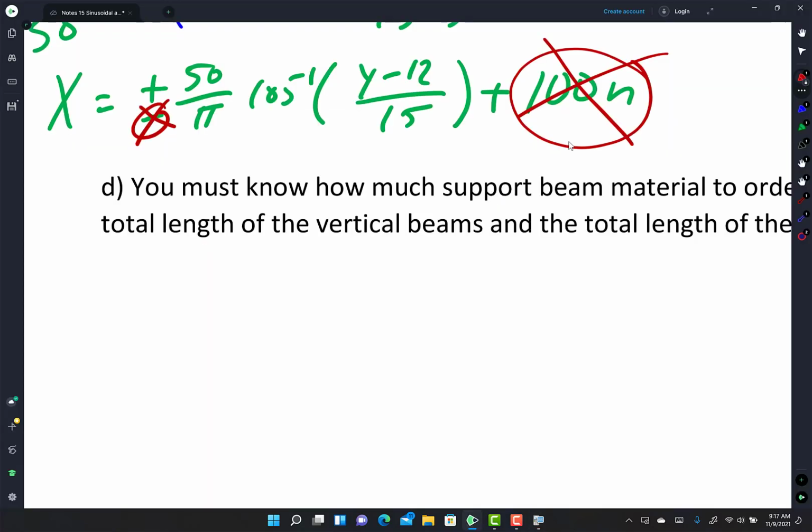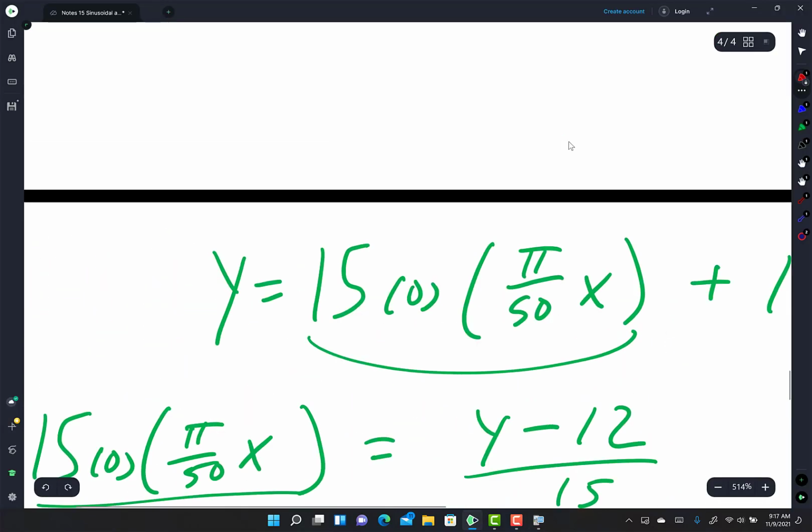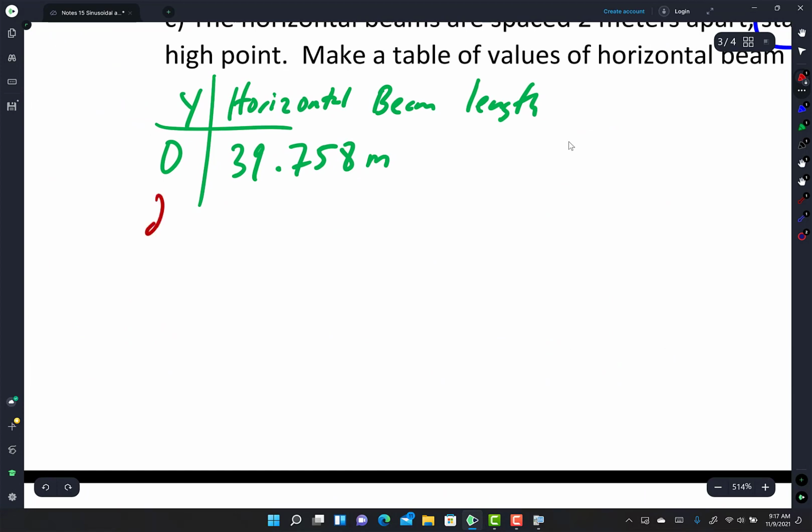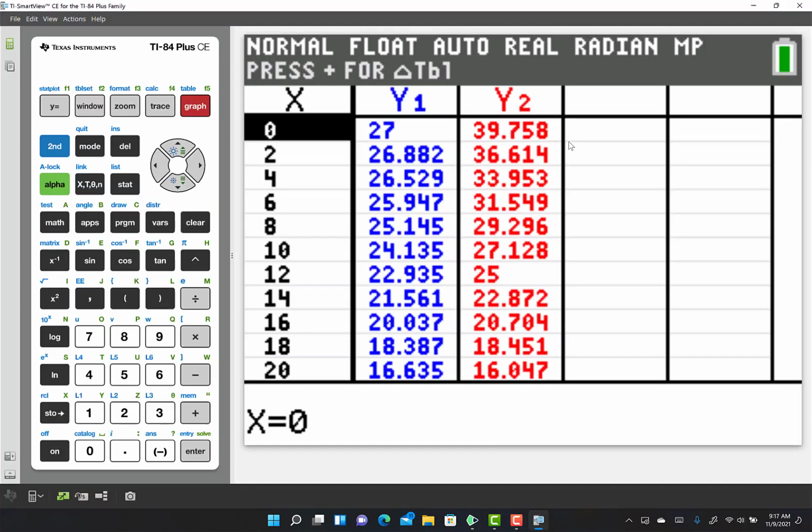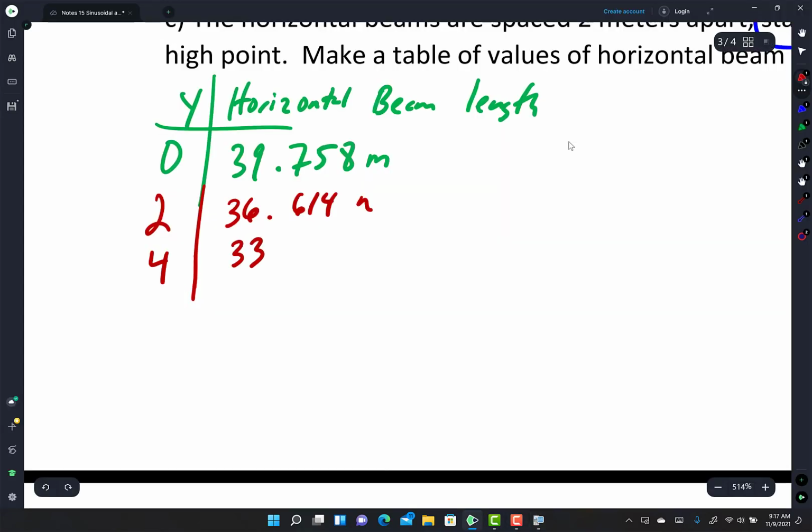So go back and I'm going to go, where's my table? 2. And I already forgot the number. 36.614. 36.614. Let's do 2 more. 4. 33.953. Dot, dot, dot. I want to get the last 2. What's going to be the last one, or the last 2?